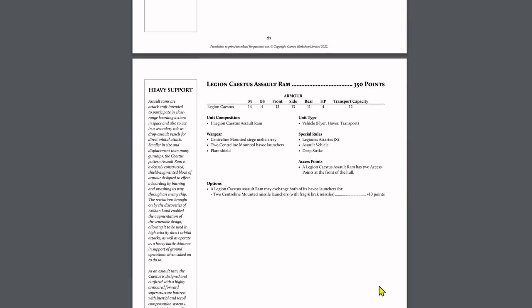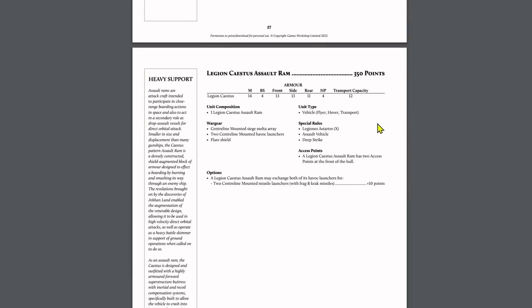The Caestus Assault Ram. I didn't play a lot of last edition, and I know a lot of people are upset about this because it's just been nerfed, but if we just take it on its own merits, 13 armor vehicle with assault vehicle and deep strike, okay, that's cool.